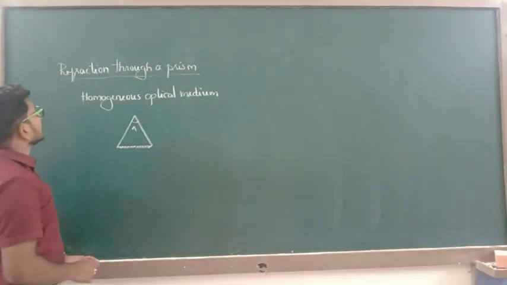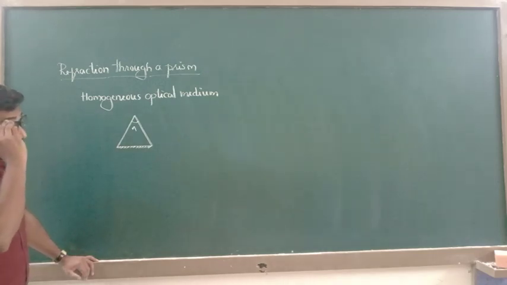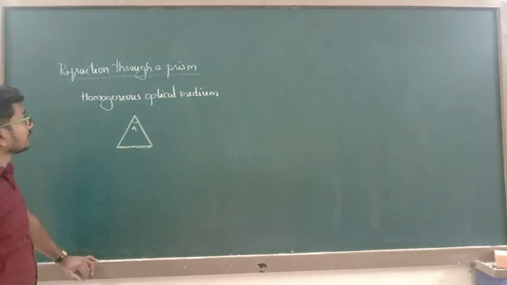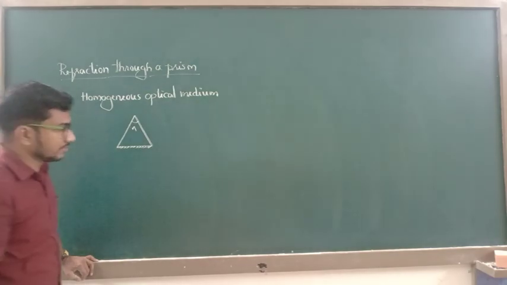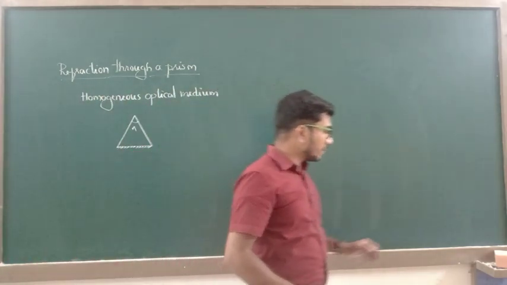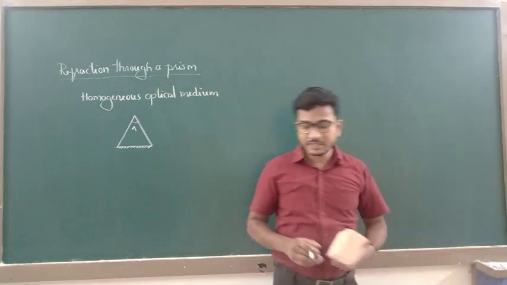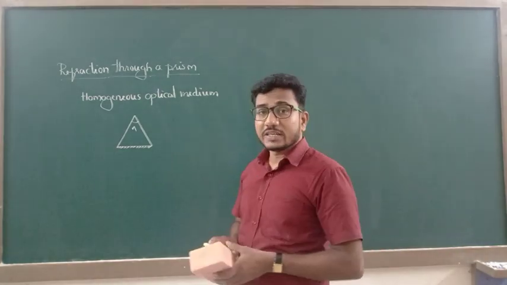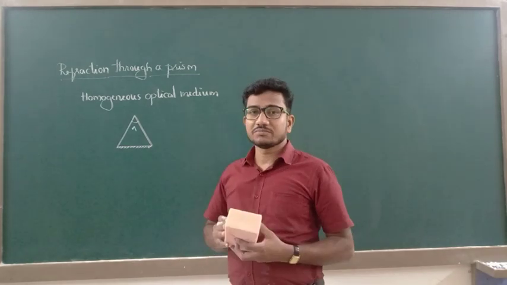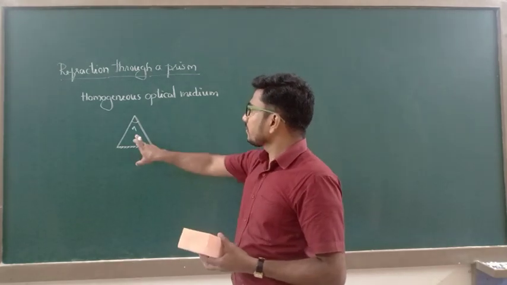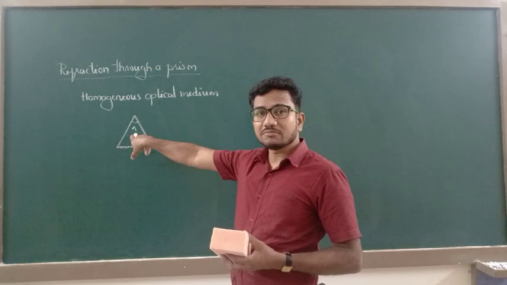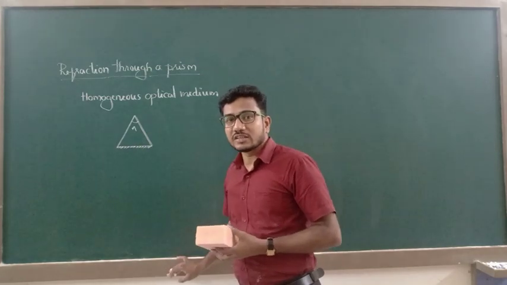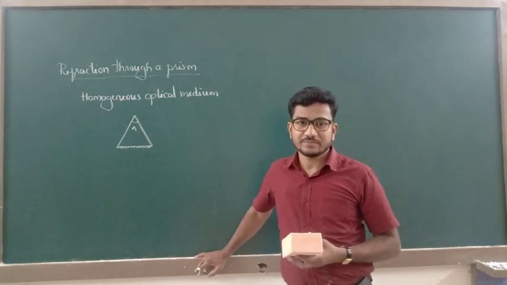So let us consider the refraction of light through prism. In this case we are going to derive one of the important derivations, that is refractive index of material of the prism in terms of angle of the prism and angle of deviation.